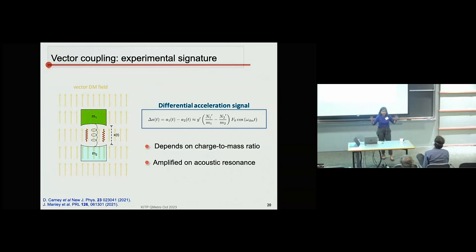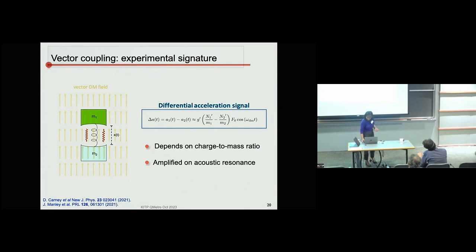Actually, we learned it from your paper. So you have different baryon minus lepton number, you're going to have a differential force, actually differential acceleration, because the force depends on how much charge there is on these masses. And then this effect, just like the previous effect, will also be amplified if this kind of motion is one of your resonances. And then your dark matter happens to be at the same resonance as your mechanical system.